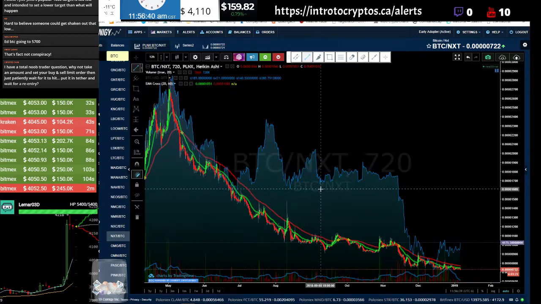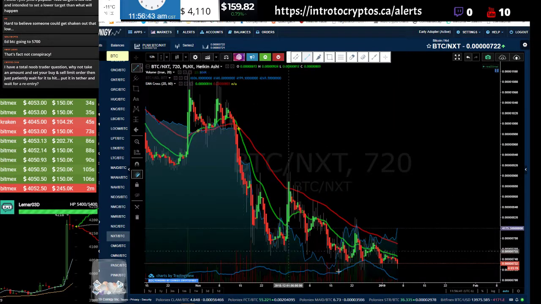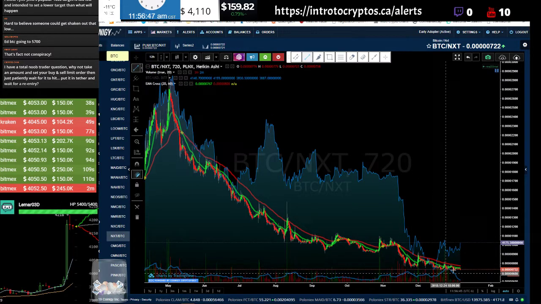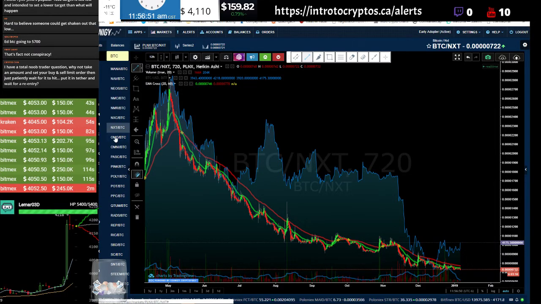NXT is the next one in our list. And it's got lower lows, lower highs, and it may blast off and take off from here, but it's not giving me the turnaround feel that I want before I'm going to be putting coin down on the market.